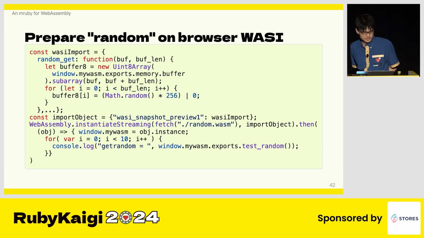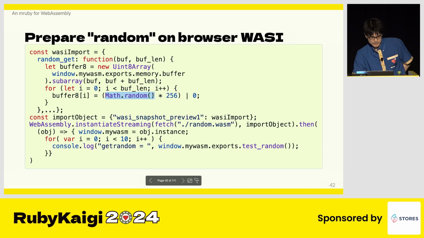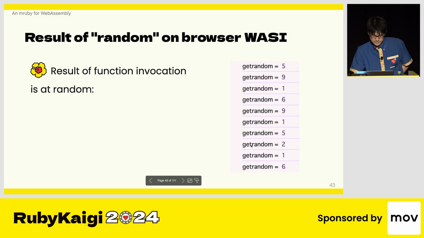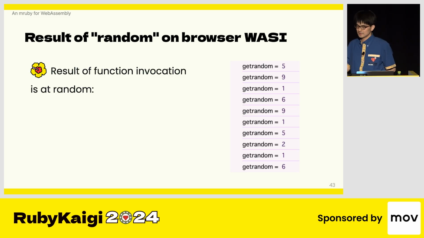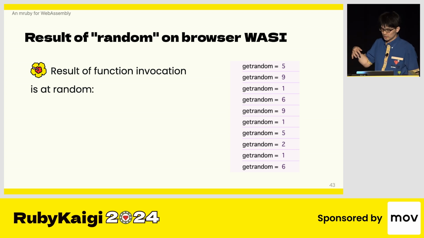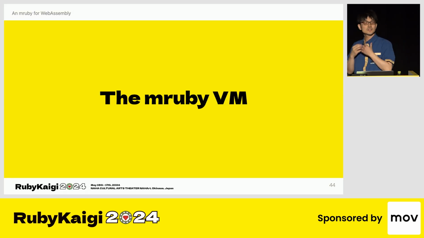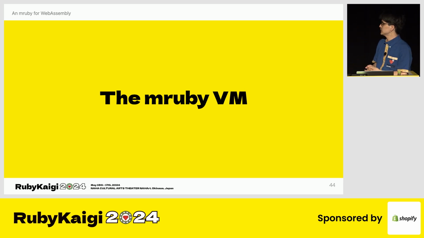You can implement random_get yourself using Math.random in the browser, and then put it into the import object. Run rand ten times, and the result is random, right? But this randomness is from the browser's Math.random. All right, for now, I think you understand the basics of WASM and WASI.